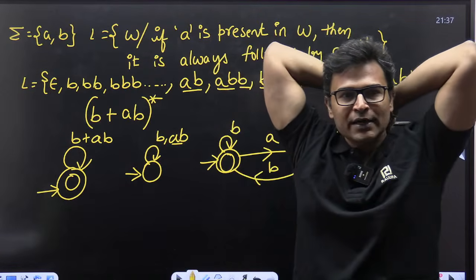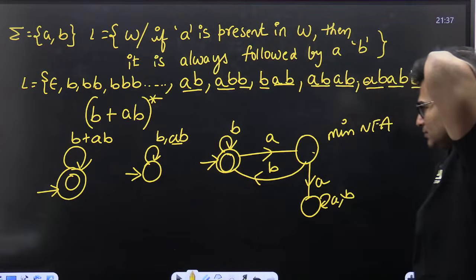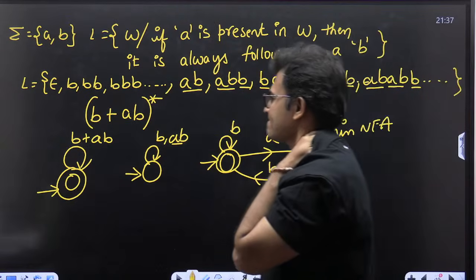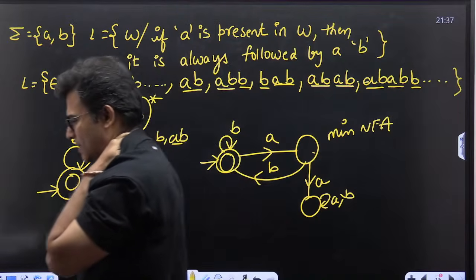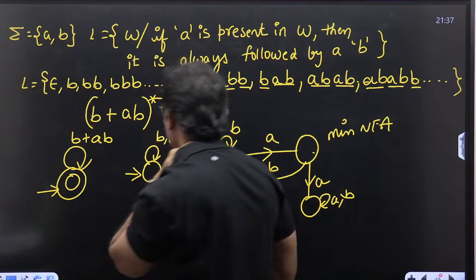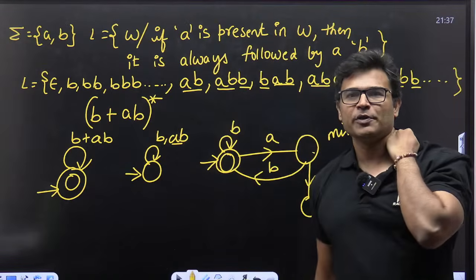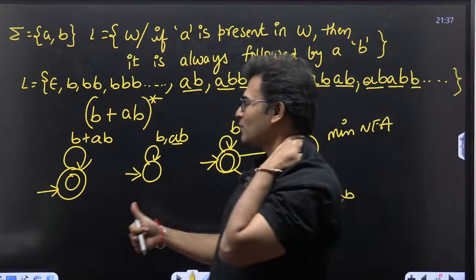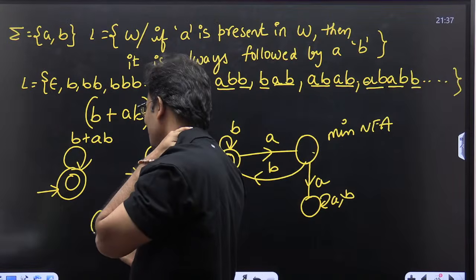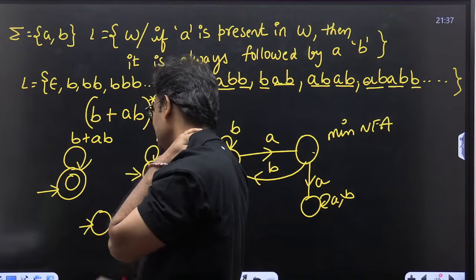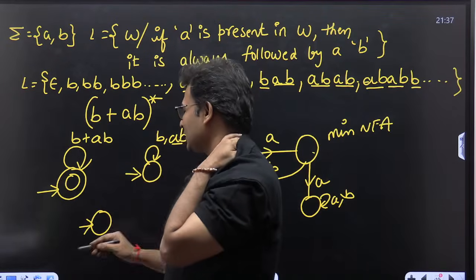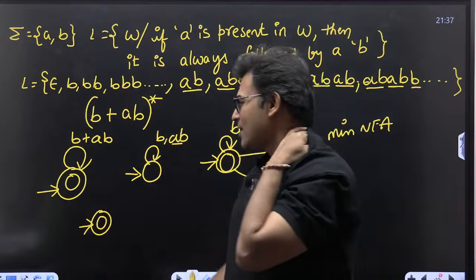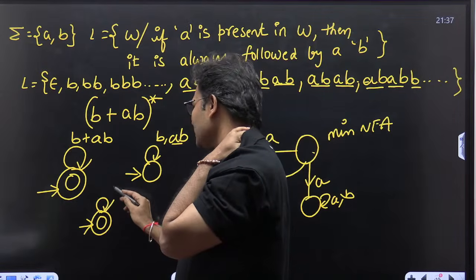Okay, now let's do it in a normal way. Like a normal human being, not like RBR. What is the normal human being method? So you might have done this. See, epsilon has to be accepted, so the initial state has to be a final state, and any number of B's have to be accepted. Okay, fine.